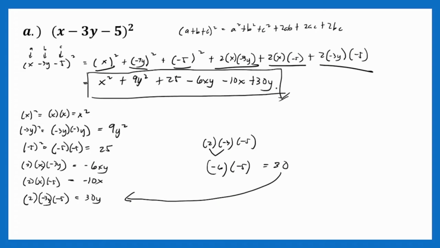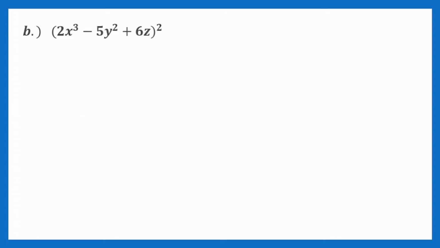Alright. So, let me know kung nakakuha ka ng tamang sagot for letter A para ma-congratulate kita. Alright. So, let's proceed to letter B. Ayan. Ito may mga exponents na. Sabayan nyo muna si Sir sa pagsulat or pagbasa nitong pattern. A plus B plus C squared is equal to A squared plus B squared plus C squared plus 2AB plus 2AC plus 2BC. That's the pattern.